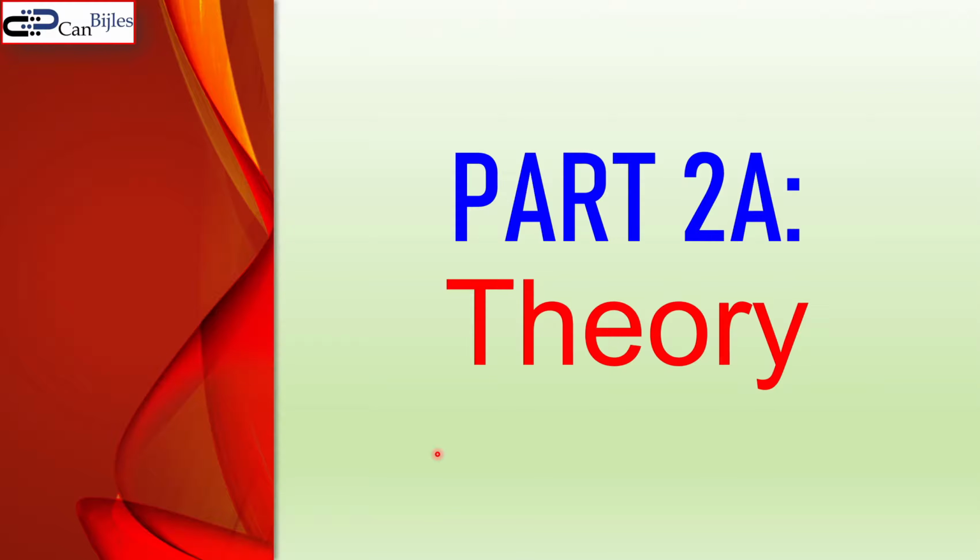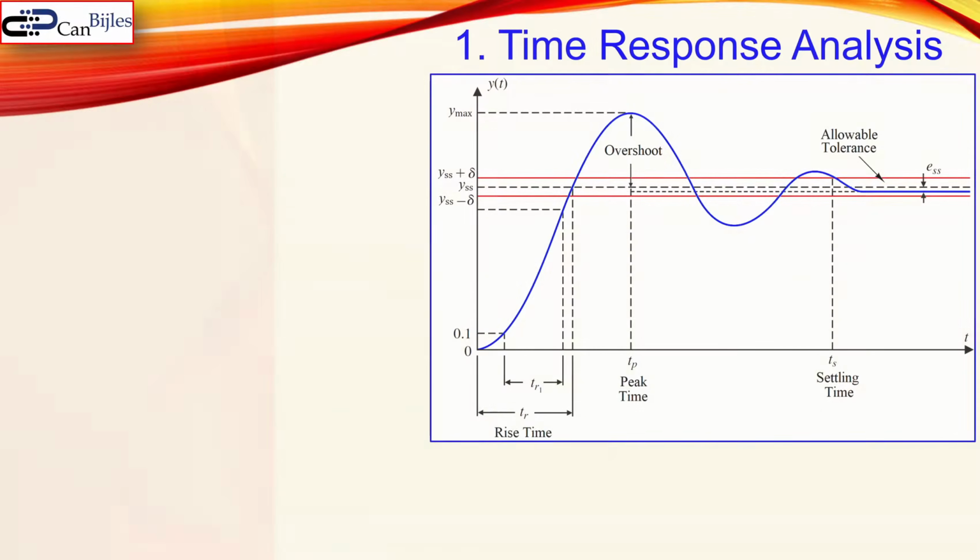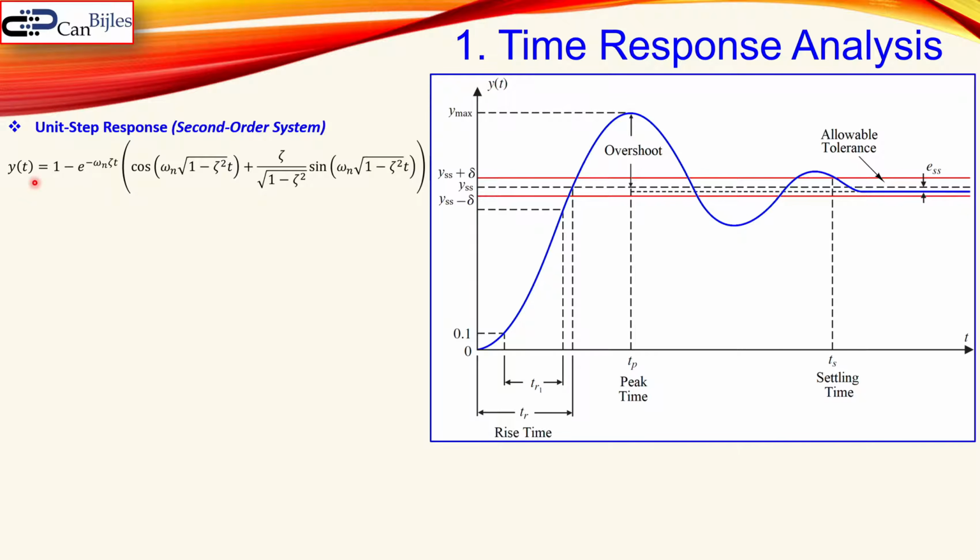Okay, part 2A, the theory first. If you want to use some formulas to get the overshoot, the settling time and other parameters, we will most of the time use the second order system formulas. So there are the following. In this case we can look at Y, which is our output, and the unit step input is our signal which goes up from 0 to 1 instantaneously.